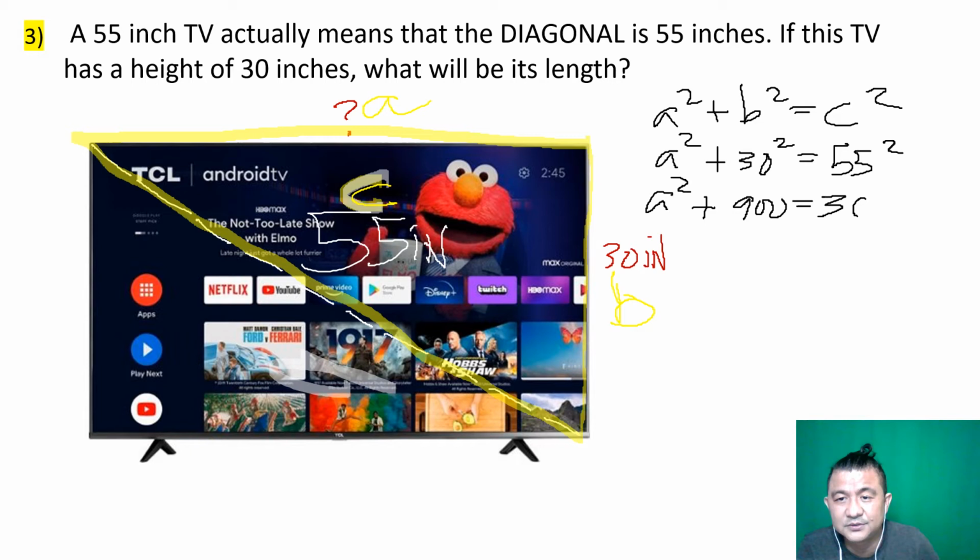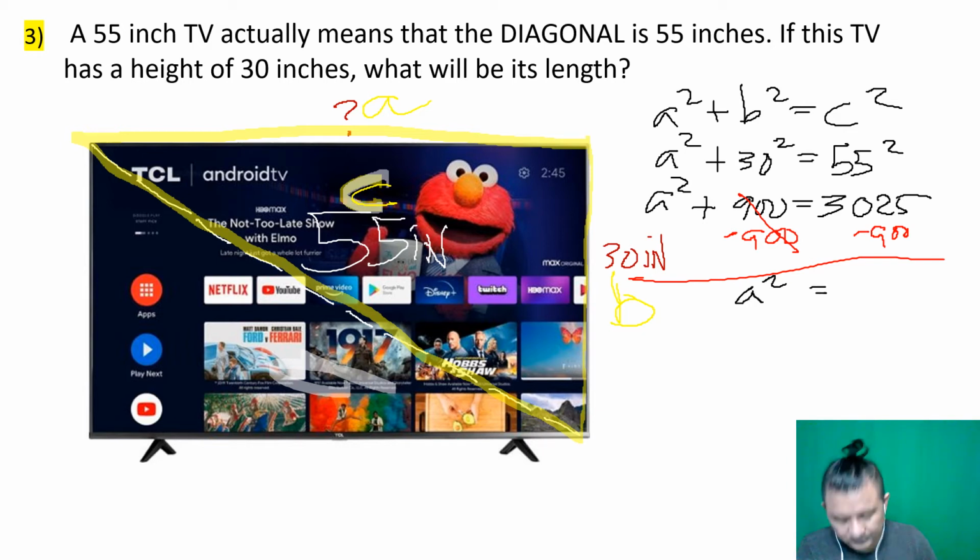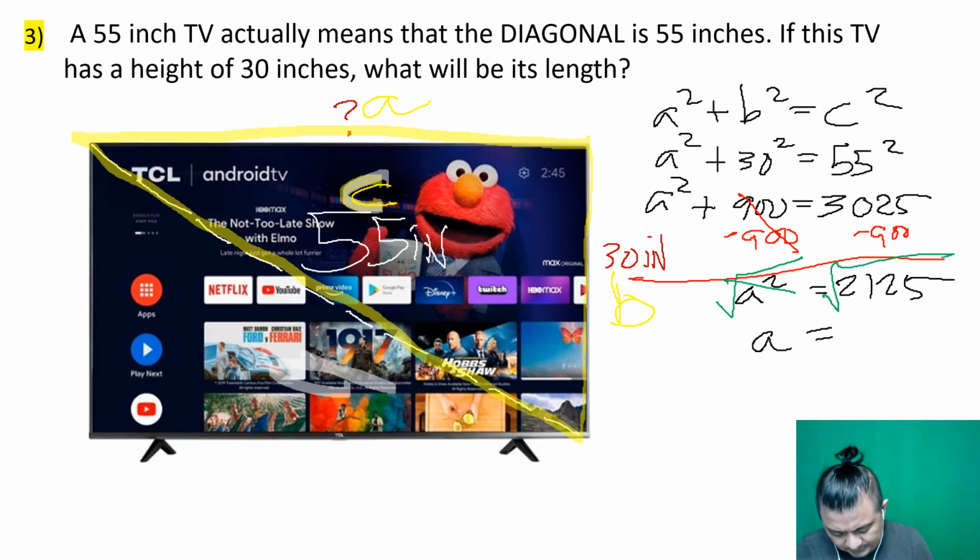3025. Okay, we want that A to be alone, so minus 900 for you, minus 900 for you. Now A squared is alone, so 3025 minus 900 gives me 2125. Okay, I need to get rid of that square. Square root to the left, square root to the right. That cancels out.